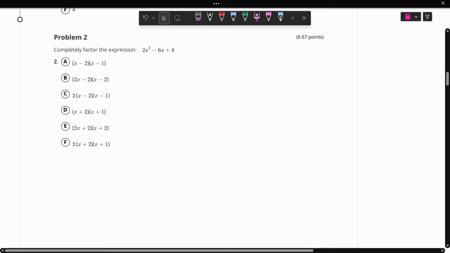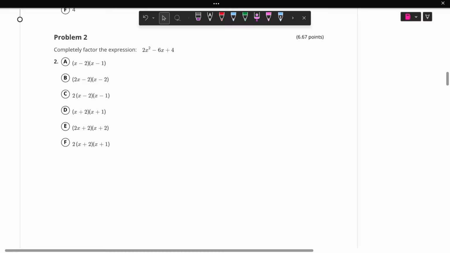All right, completely factor the given expression here of 2x squared minus 6x plus 4. So in this question, we're given a quadratic expression. I know it's quadratic because it has a degree of 2, and so that means that the highest exponent or power in the expression is 2. You can see that here because there's an x squared there. So that's what makes this a quadratic expression.